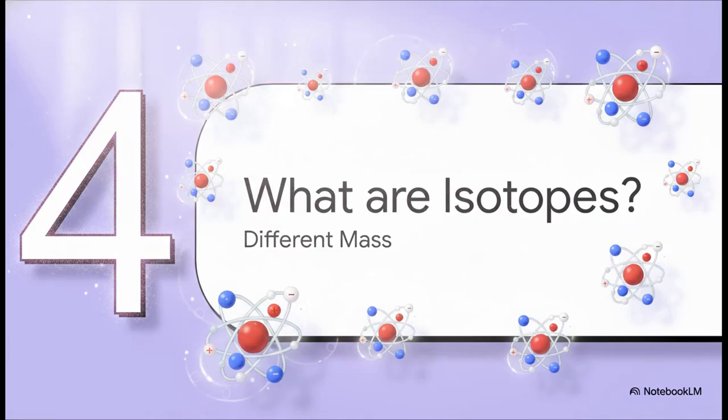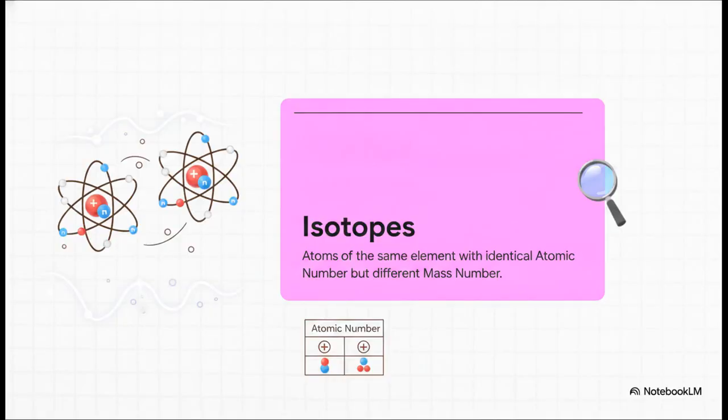Section 4. What are isotopes? So we know that changing the proton count changes the element entirely, right? But what happens when nature slightly tweaks the recipe, keeping the core identity exactly the same, but altering the overall weight? Well, that specific scenario gives us isotopes.